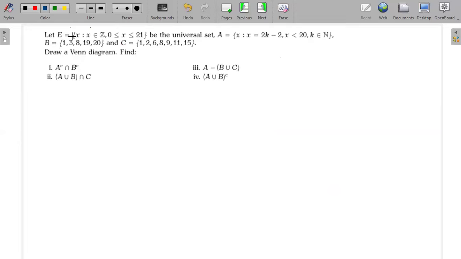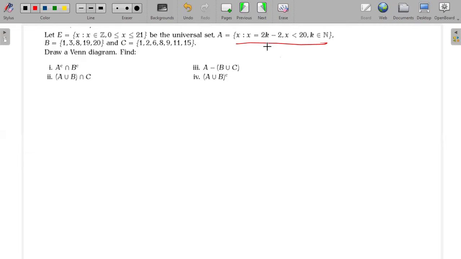All right, so the next question reads: let E be given by the set of X such that X is an integer, and that integer is in between 0 and 21. So now they are telling us A is given by this set.